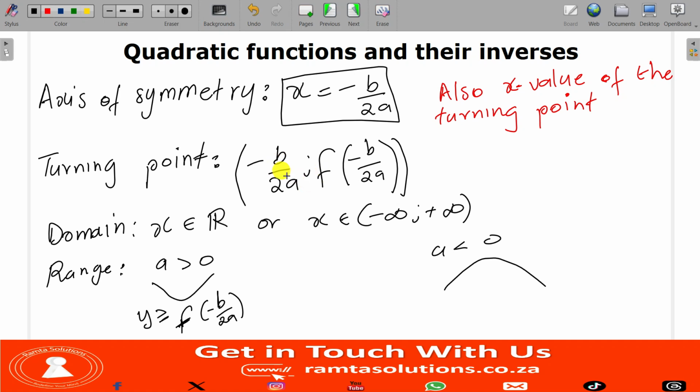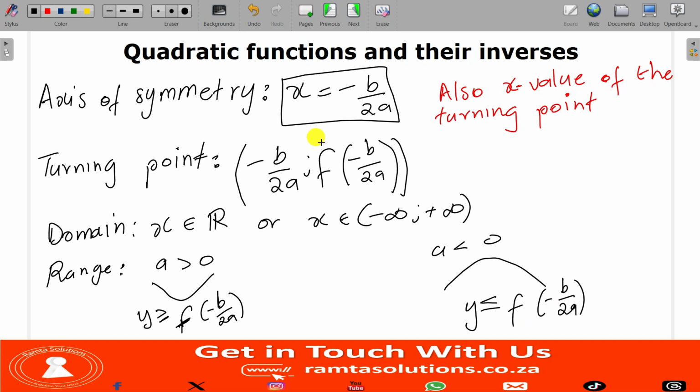If you substitute your axis of symmetry into your original equation, you will get the y value of the turning point. Here, as you can see, y exists at this point, but it must also be below this point, hence you will say less than. So y is less than or equal to the y value of the turning point. This is the domain and range of your quadratic functions.